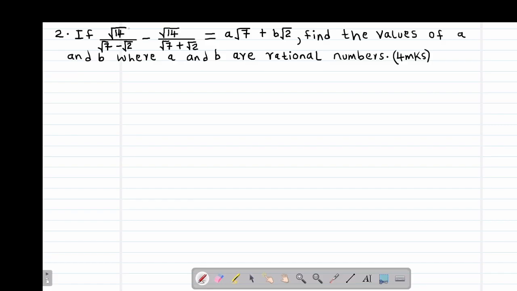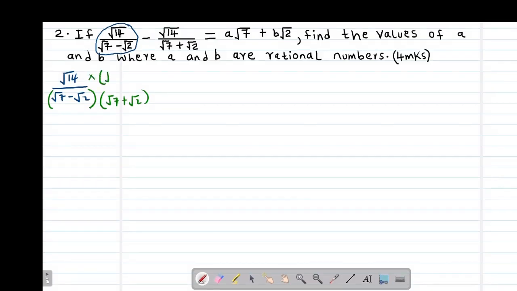Therefore, in order for us to solve this, we'll start by solving the first part of this particular question here. So we'll start by rationalizing this part here. This will be root 14 divided by root 7 minus root 2. Of course the conjugate will be addition because we have minus in between. So the conjugate will be root 7 plus root 2. Then we multiply the same conjugate on the numerator, which will be root 7 plus root 2.